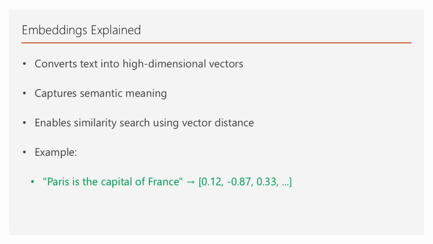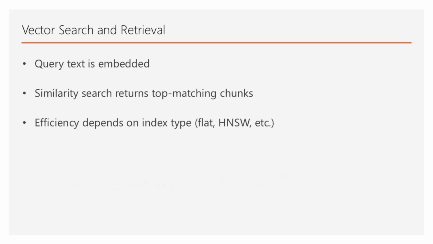A similar sentence like "France's capital is Paris" will produce a vector that's very close to this one. That's what enables smart retrieval based on meaning, not just keywords. This retrieval is known as semantic search. As mentioned before, when a query hits the system, it's embedded and compared with pre-indexed vectors. The most similar ones are retrieved as candidates.